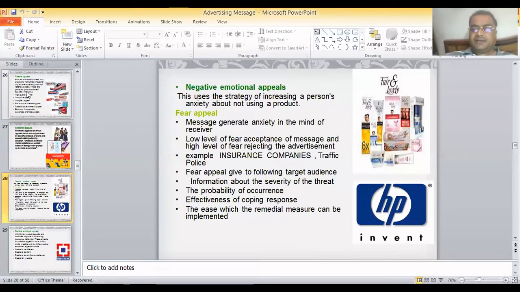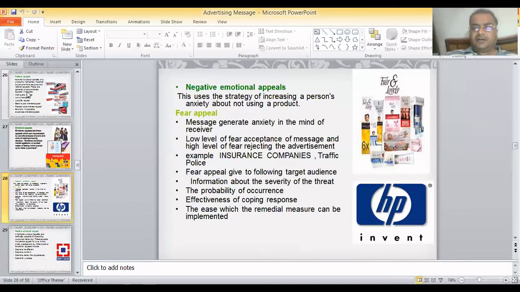So basically, they say that if you're not fair, you use our fairness scheme and you will be fair and you will be successful in life, which is actually not true, but that's how it is. Then there is the fear appeal.